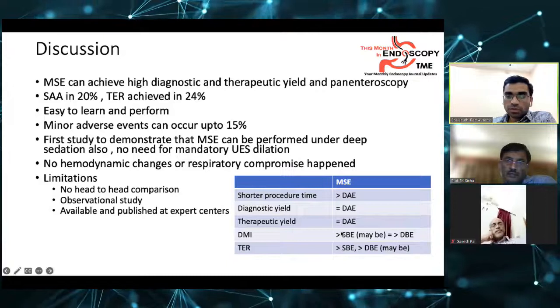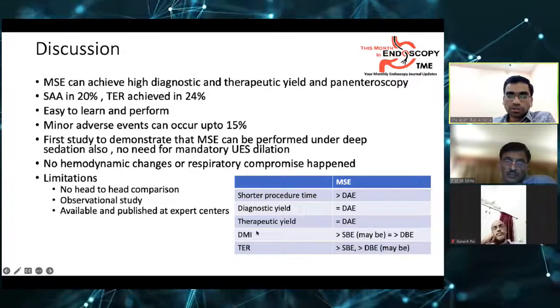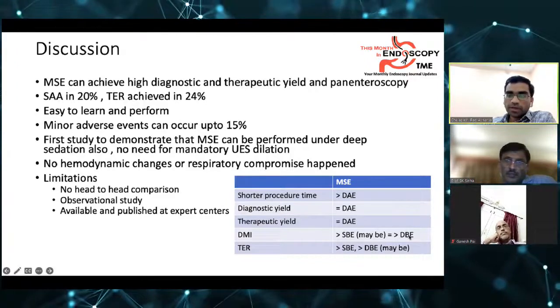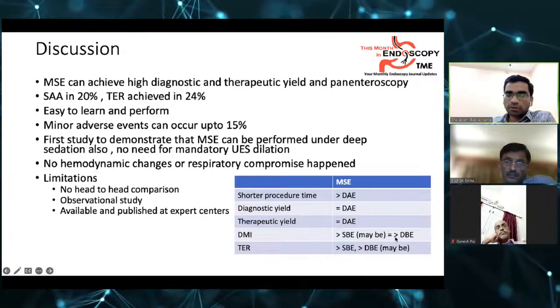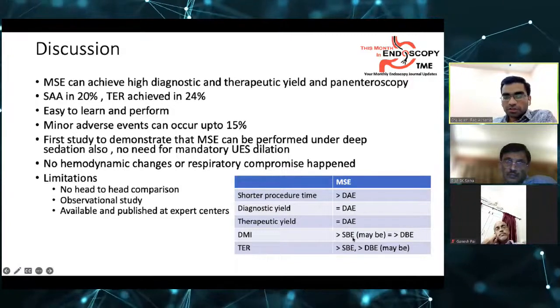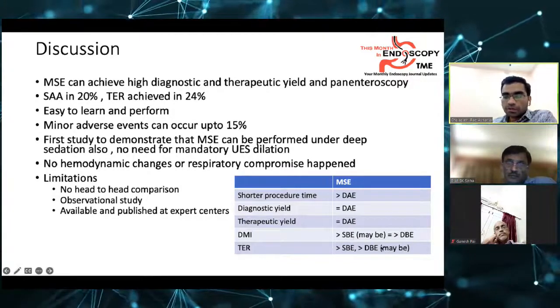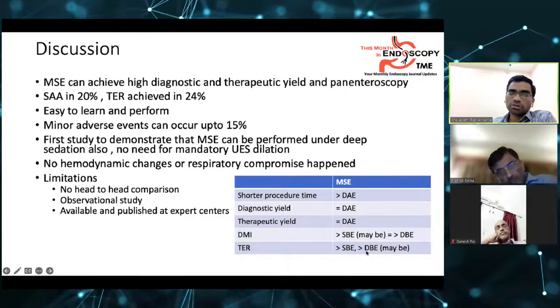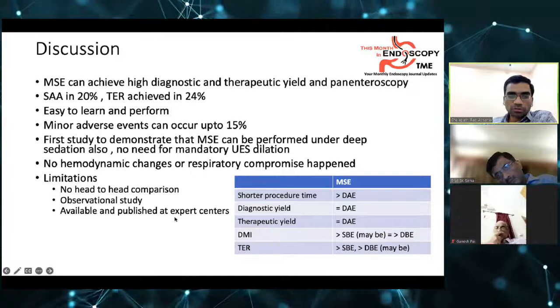But compared to single balloon enteroscopy, the depth of maximal insertion appears to be deeper, and it may be equal to double balloon, or it may be higher than double balloon enteroscopy. Total enteroscopy rates definitely are higher than the single balloon enteroscopy, and probably it is higher than the total enteroscopy rates achieved by the double balloon enteroscopy also.